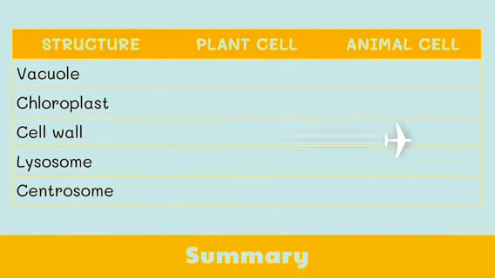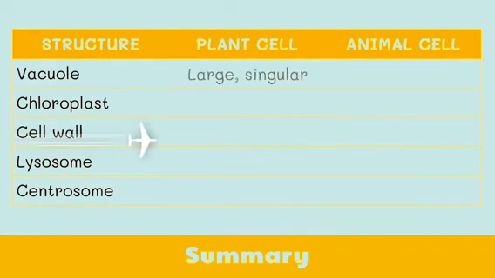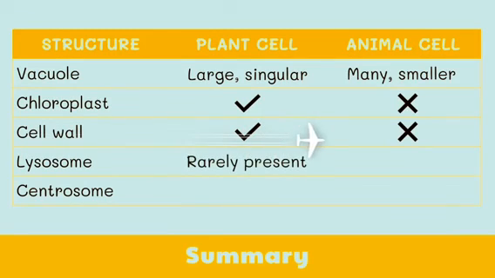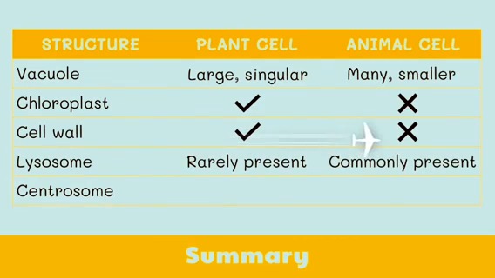Now here is a table comparing the structures found in the plant and animal cell. Plant cells have a large singular vacuole, while animal cells have many smaller vacuoles. Plant cells have chloroplasts and a cell wall, while animal cells don't. Lysosomes are rarely present in plant cells, but are present in almost every animal cell. And lastly, animal cells have a centrosome, while plant cells do not.